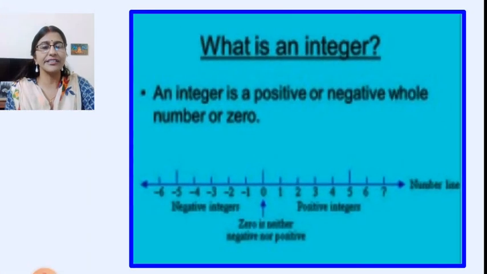Today we will revise chapter number 1, Integers. What is an integer? An integer is a positive or negative whole number or zero. Now here you can see a number line where all the integers are represented. 0 is in the middle of the line, which is neither positive nor negative. Here these all are negative integers which are on the left side, and these all are positive integers which are on the right side of the number line.